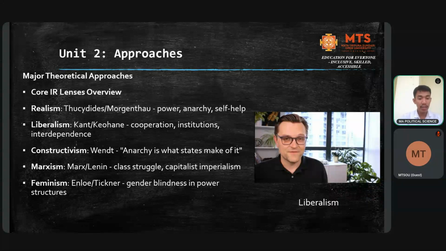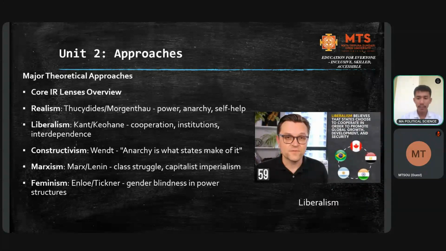Marxism: Marx, Lenin, what they talk about is class struggle, capitalist imperialism, that a country is controlling another country or exploiting the poor country. Feminism: Enloe and Tickner, what they talk about is gender blindness and power structure, that females are ignored. So these are the major theories and ideas about international politics.